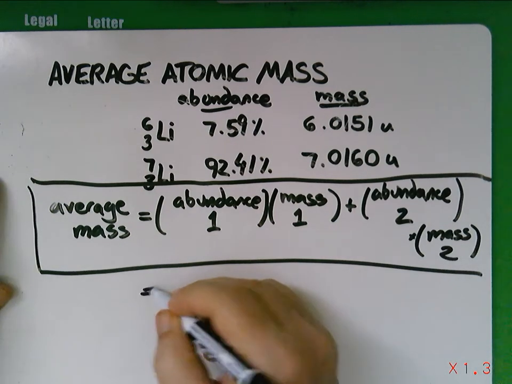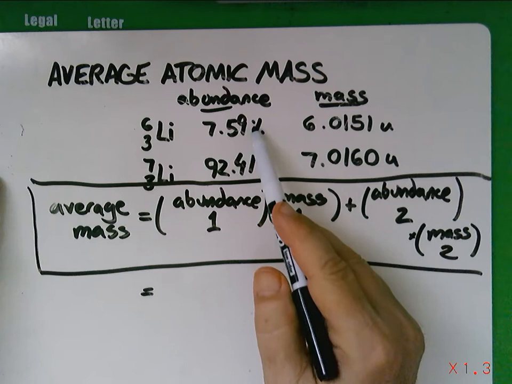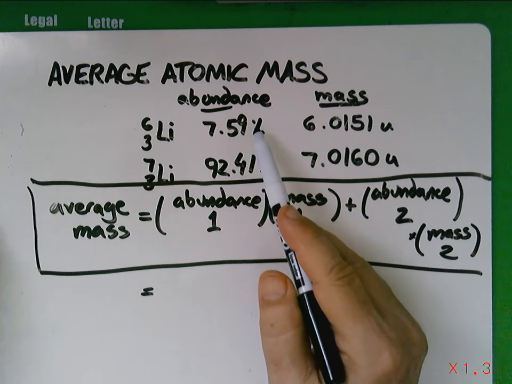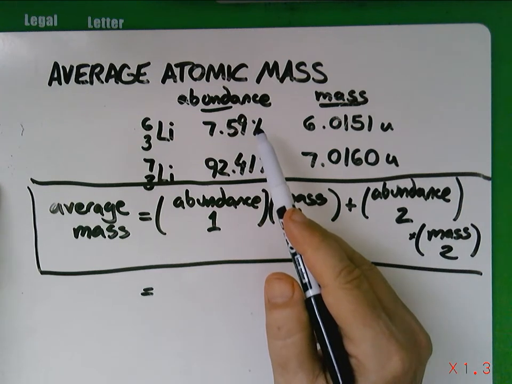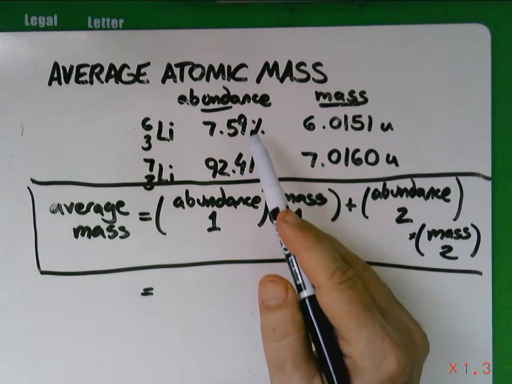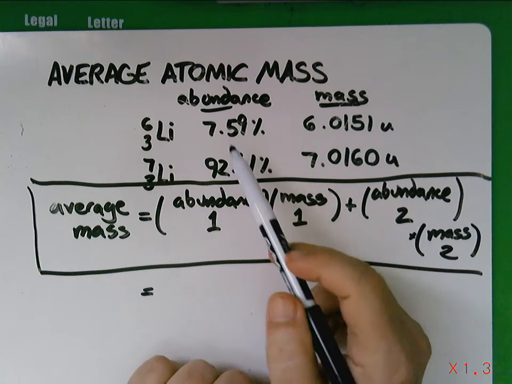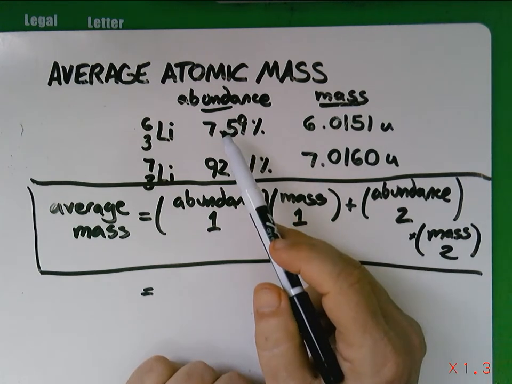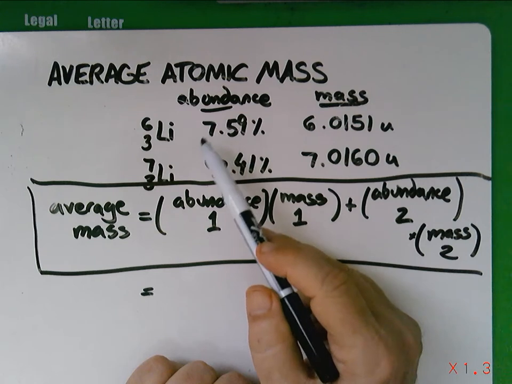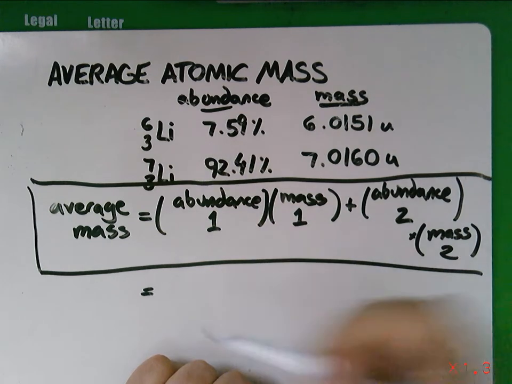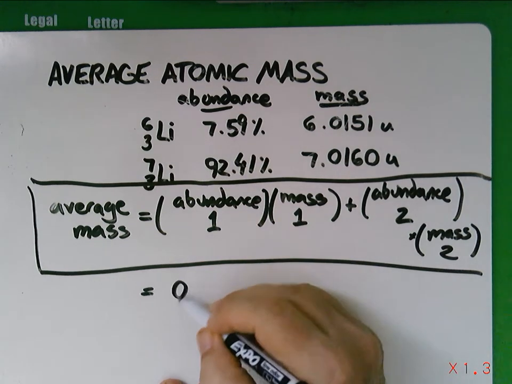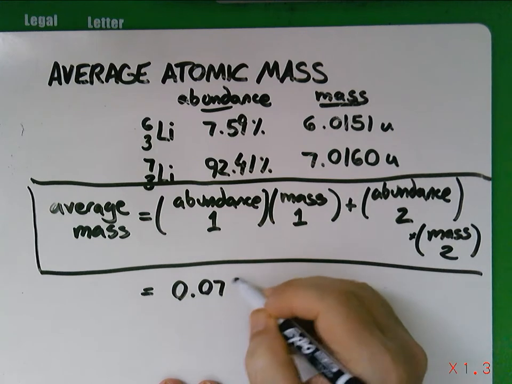So let's do it. Now, I'm going to put the abundance in. Remember what I said about abundances. You want to not use the percentage abundance. You want to use the actual decimal number for this. So if it's 7%, you can turn it into a decimal number by bumping the decimal place back 2 places. So abundance 1 should be written down like this.